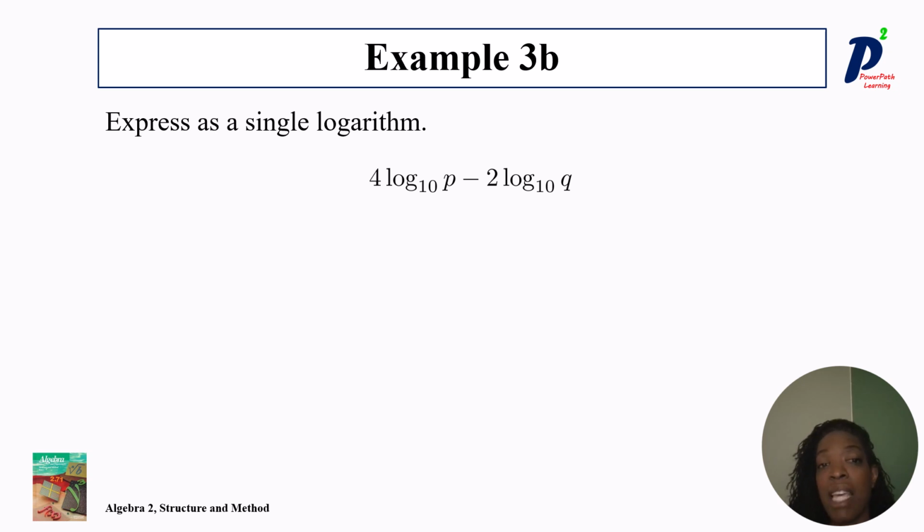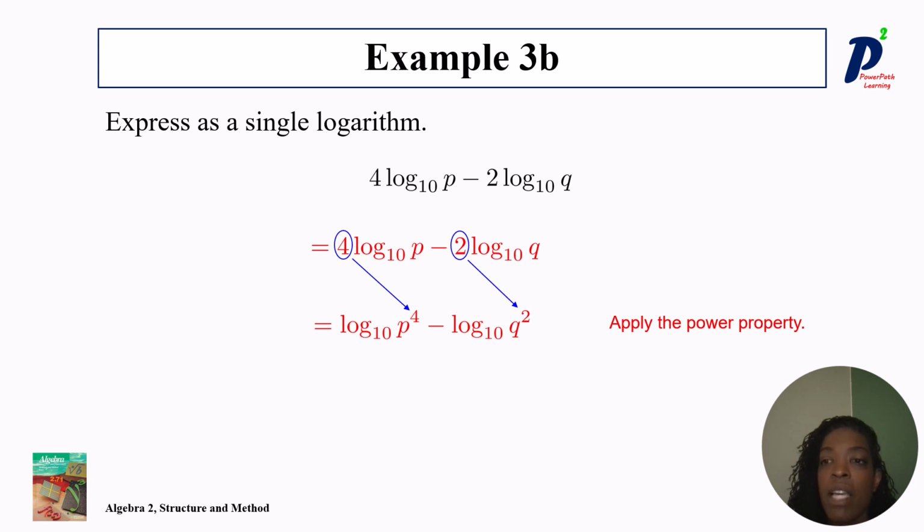In example 3b, again, we're asked to condense an expression. I noticed first that there are 2 and 4 as the coefficients, so I'm going to pull those up as powers. Okay, then next I'm going to use the fact that it's a difference of logs with the same base to make a quotient. And my final answer is log base 10 of p to the 4th over q squared.